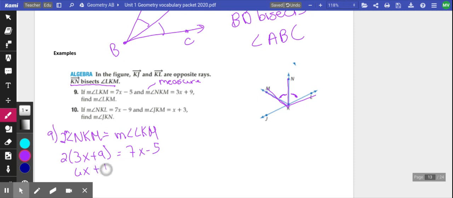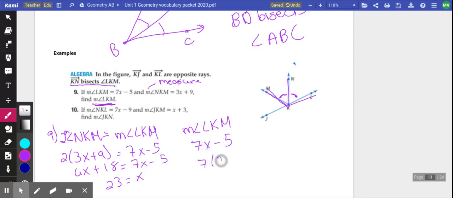And then we're going to do that algebra. And I get that x equals 23. That didn't answer my question. They want me to find the measure of LKM. So the measure of LKM is 7x minus 5. So I'm going to do 7 times 23 minus 5. So that's 161 minus 5. So that's 156.